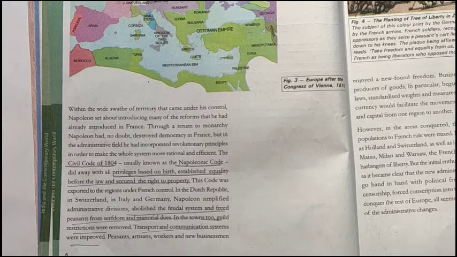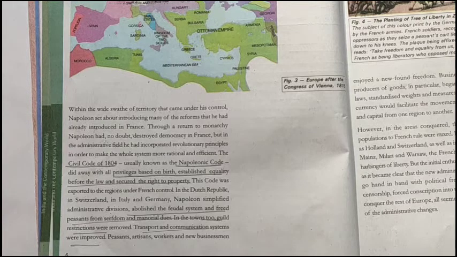The changing politics of France influenced other regions. They too wanted a nation-state and to abolish monarchy. Initially, they welcomed Napoleon. They enjoyed the reforms that Napoleon had set. But he was a military dictator. He destroyed democracy in France. But in the administrative field, he had incorporated revolutionary principles in order to make the whole system more rational and efficient. In a way, the military form of government made it feel like monarchy was back.